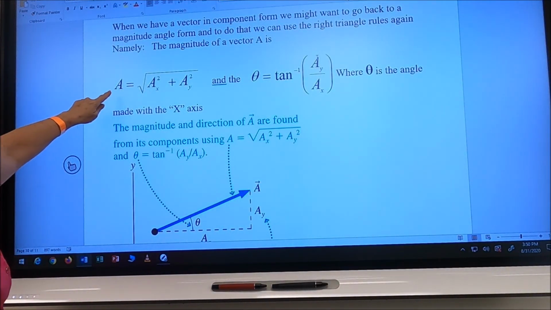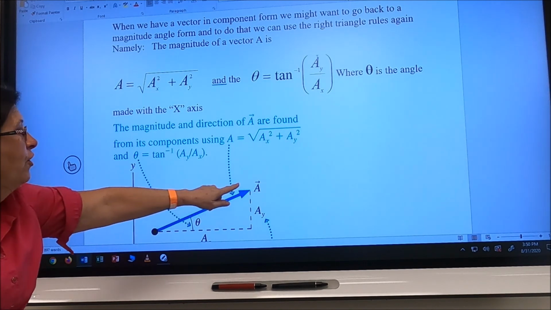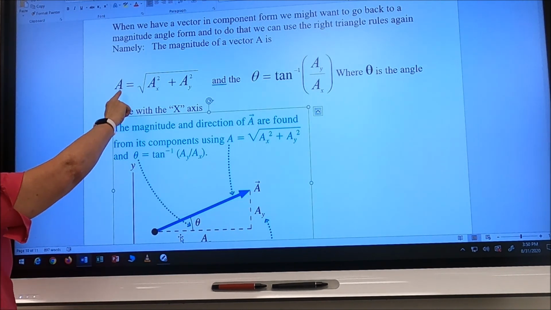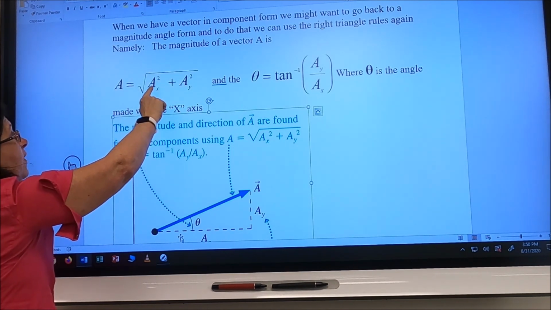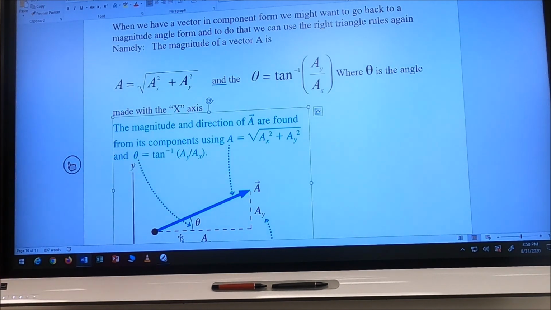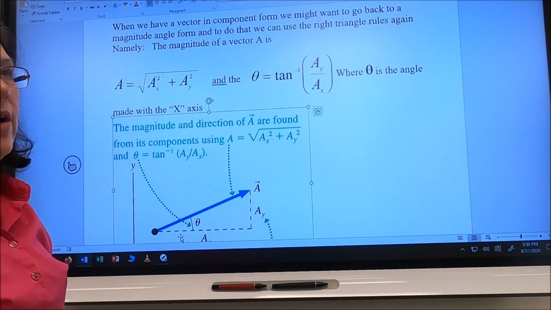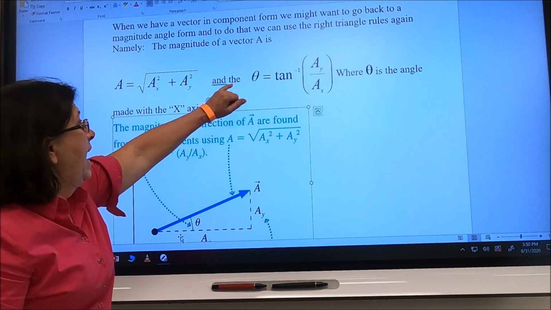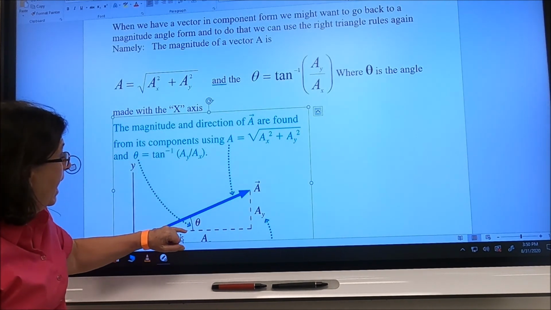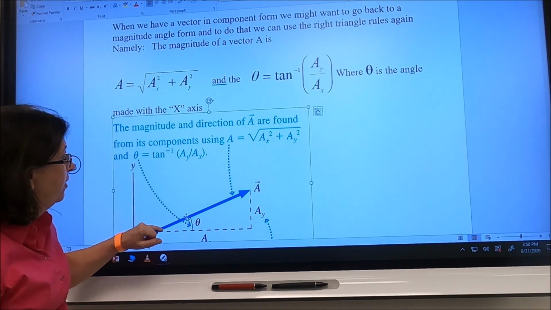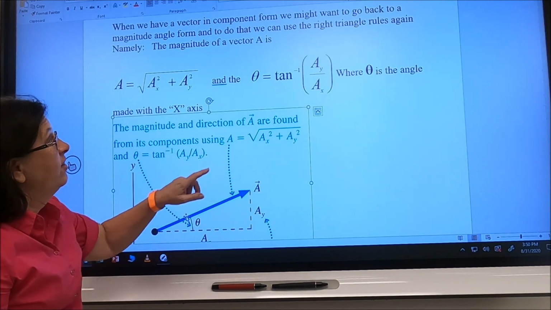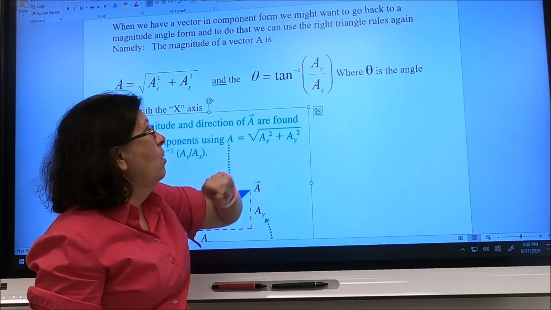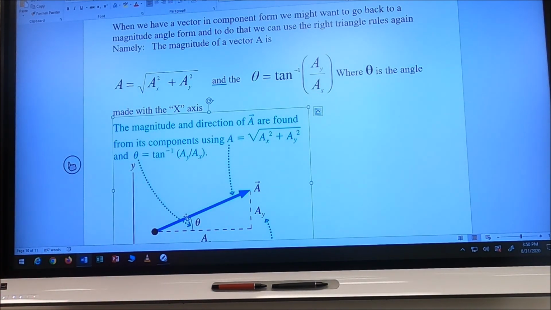So when I have a vector A and it's got components AX and AY, then the magnitude of A is just the square root of AX squared plus AY squared. Because remember, for a right triangle, A squared plus B squared equals C squared, where C is the hypotenuse. And the angle theta, which is the angle adjacent to the x-axis, is always equal to the inverse tangent of the magnitude of AY over the magnitude of AX.